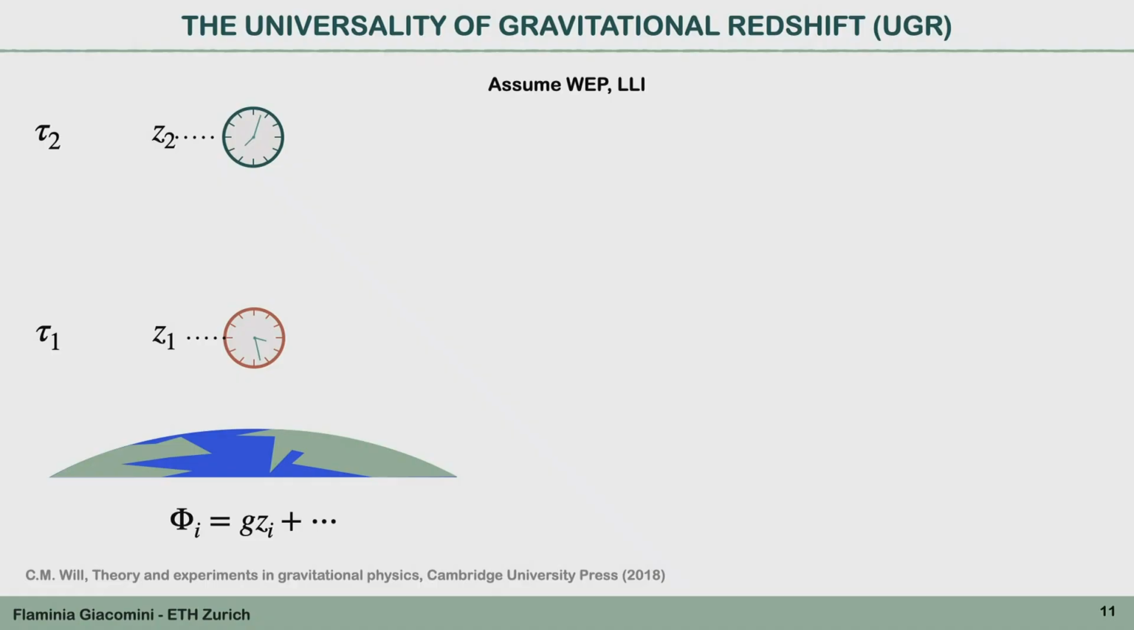It's static. And we put two clocks at two different positions in the gravitational field of the Earth. And we know that they will tick differently according to their position. But we don't assume local position invariance. So we have an experiment in which one of the two clocks, here the upper one, emits a photon and sends it to the other clock, which receives it. And the two frequencies will be different because of the action of gravity. So the emission frequency is different from the reception frequency.